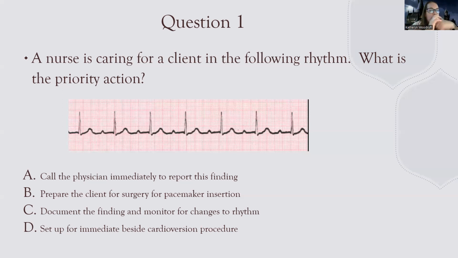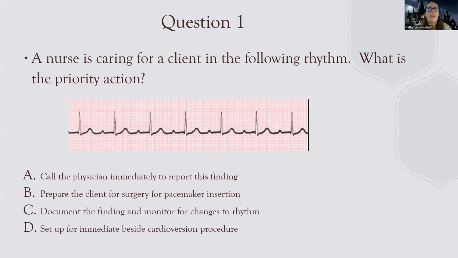Then D is set up for immediate bedside cardioversion. Well, it doesn't seem like it's that serious. It's very similar to B. But also you have to consider cardioversion. That's to get someone back to a normal rhythm, and this is a normal rhythm. I can't cardiovert someone who's in a normal sinus rhythm. So at the end of the day, that doesn't seem like an option. So now I'm down to A and C.